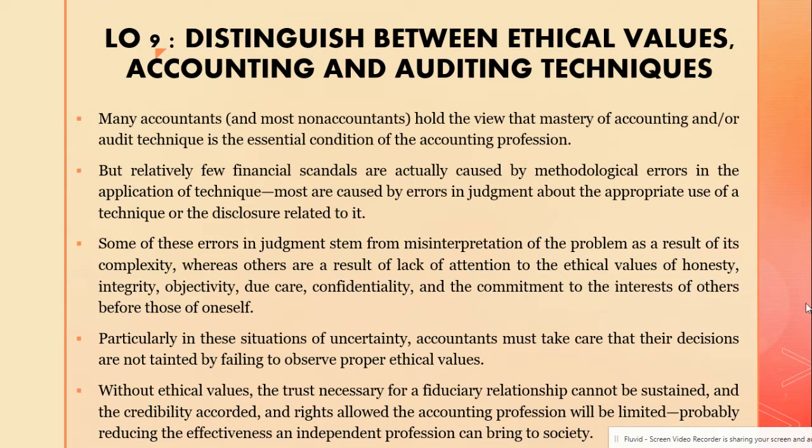So now I would like to continue with learning outcome number 9. Learning outcome number 9 is on distinguishing between ethical values, accounting and auditing techniques. So what does it mean by ethical value, and how is it different from accounting and auditing techniques?